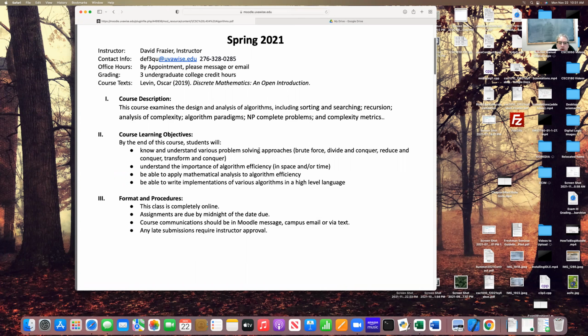The third part we're going to try to go light on: being able to apply mathematical analysis to algorithm efficiencies. This normally requires a little bit of Calculus 1, and it may be a while since you've had Calculus 1. So we're going to wave our hands at that aspect of it. You should be able to write implementations of various algorithms in a high-level language. We can certainly talk about languages. I think for most people, Python is going to be the easier choice. I think you were doing Python in data structures. If somebody really wants to do Java, that's a possibility we can talk about.